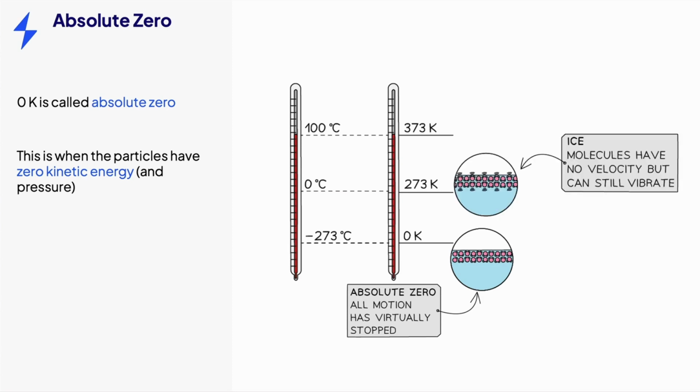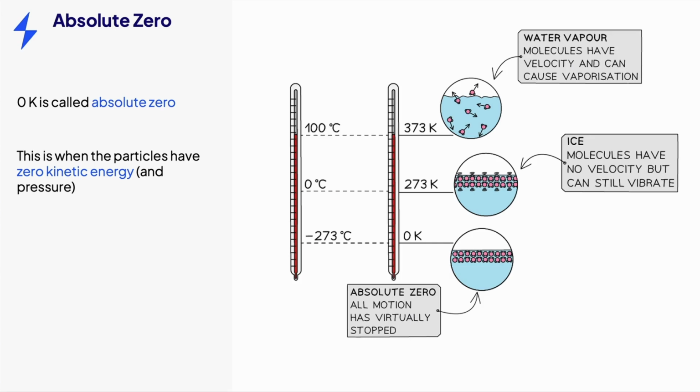This is in comparison to ice, which is formed at 0 degrees C, or 273 Kelvin, where the particles, although tightly packed, are still vibrating. Water eventually turns to water vapour at 100 degrees C or 373 Kelvin, where the particles have a high velocity. These temperatures are easy to remember in Celsius, but just add 273 to convert into Kelvin.